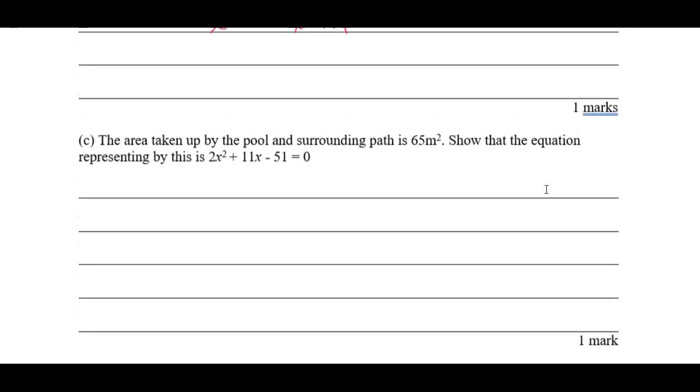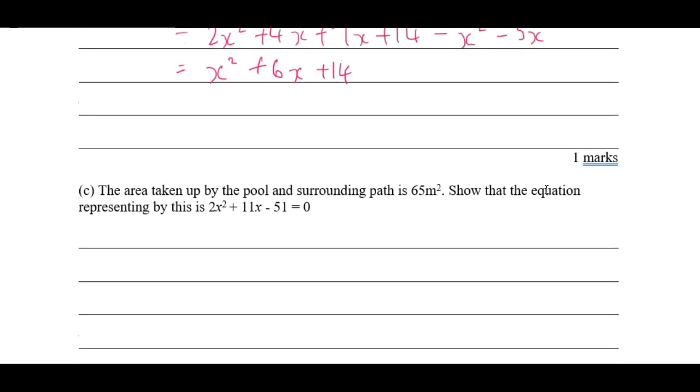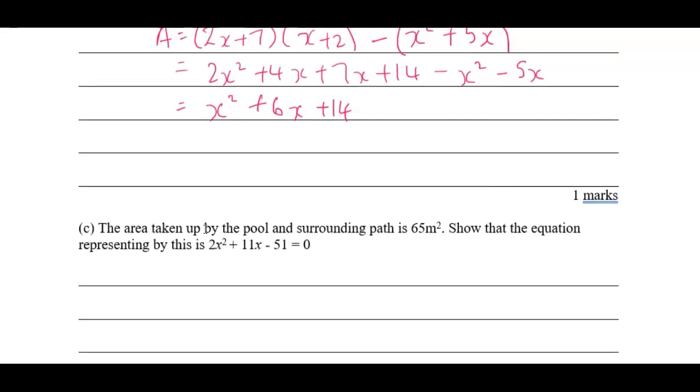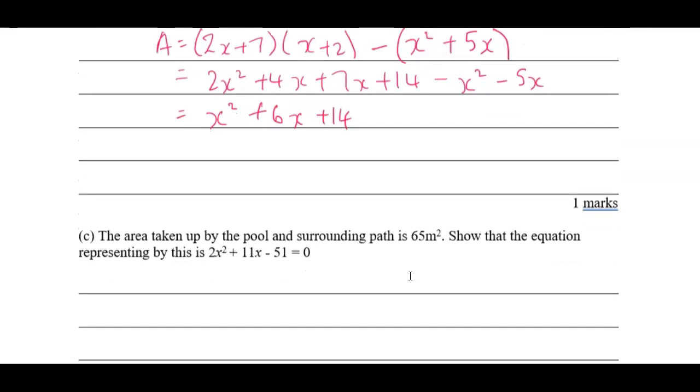Show that the equation represented by this is 2x squared plus 11x minus 51. So this time we've got the area taken up by the pool and surrounding path. So we need this area here. We're not going to worry about taking away the pool because we're including the pool. Now I've already done part of that, so I'm just going to copy it down.